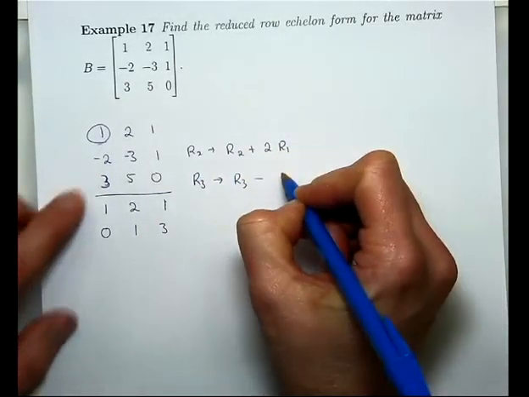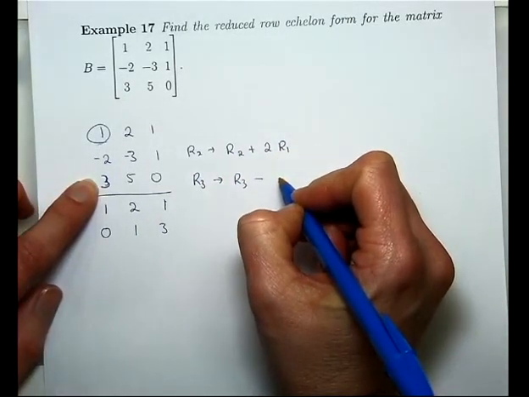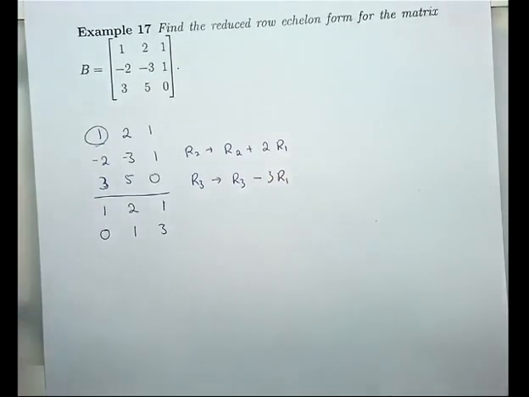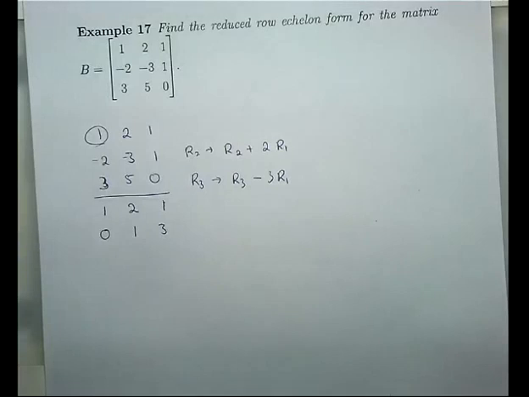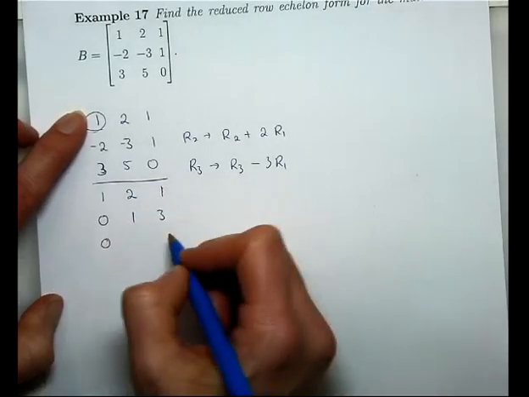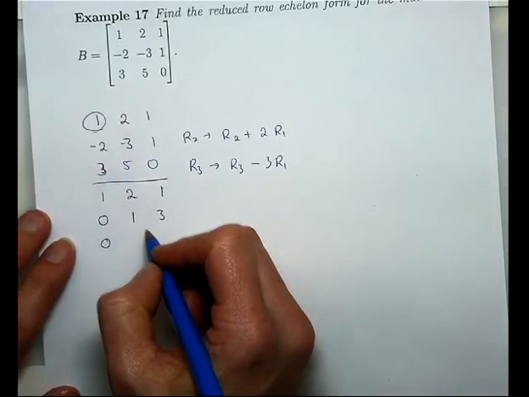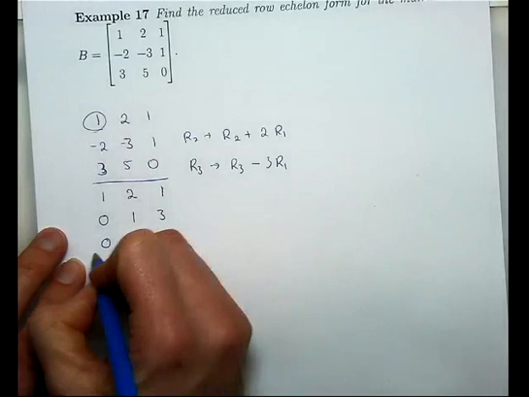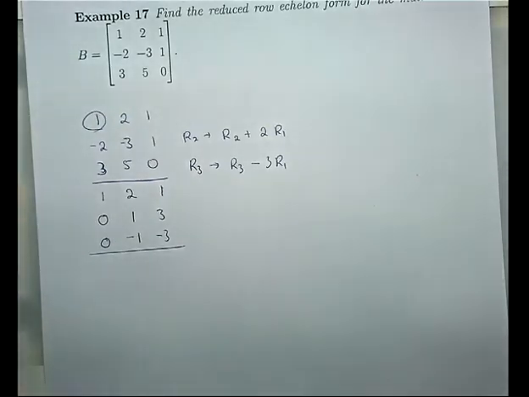Row 3 goes to row 3. Take away, we've got 3, we want to make it 0, so we want to take away 3, which is 3 of those. 3 row 1s. Okay, this one take away 3 of those. This one take away 3 of those will be minus 6. This one take away 3 of those. Okay.